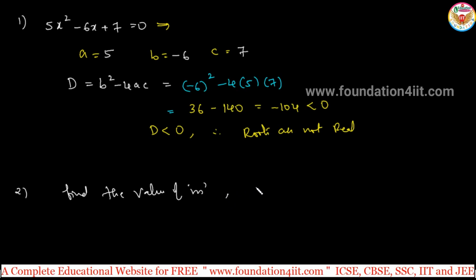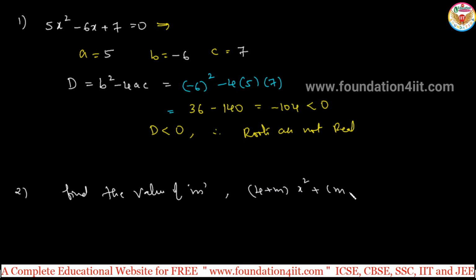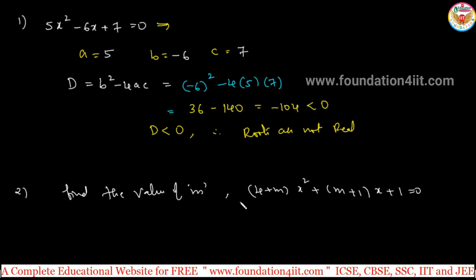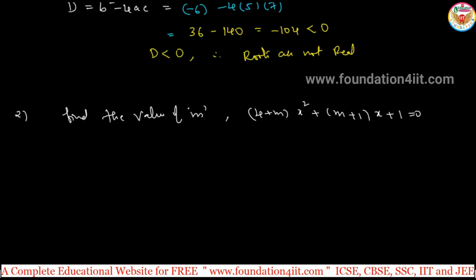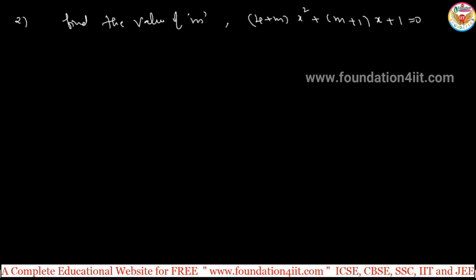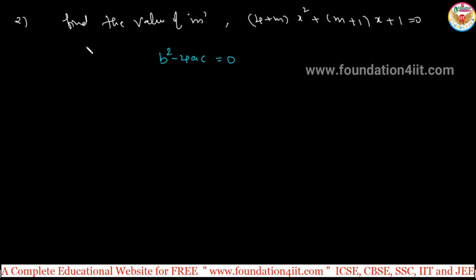So the equation is (4 + m)x² + (m + 1)x + 1 = 0. If the roots are real and equal, then what is the value of m? They only mention in the question that the roots are real and equal. Since the roots are real and equal, b² − 4ac = 0.